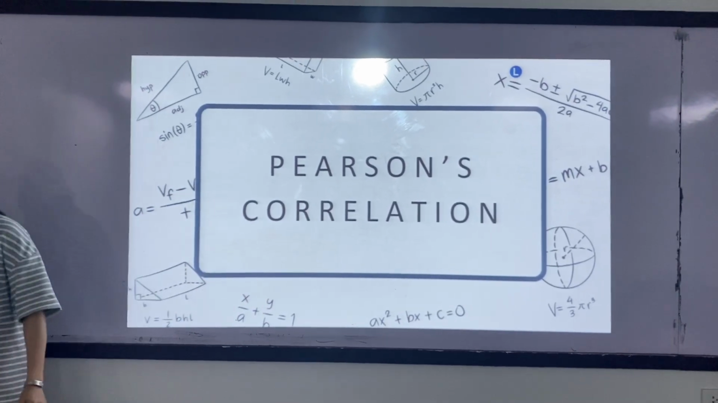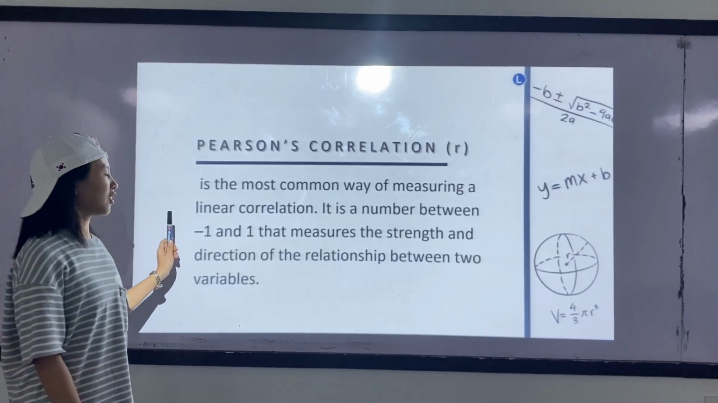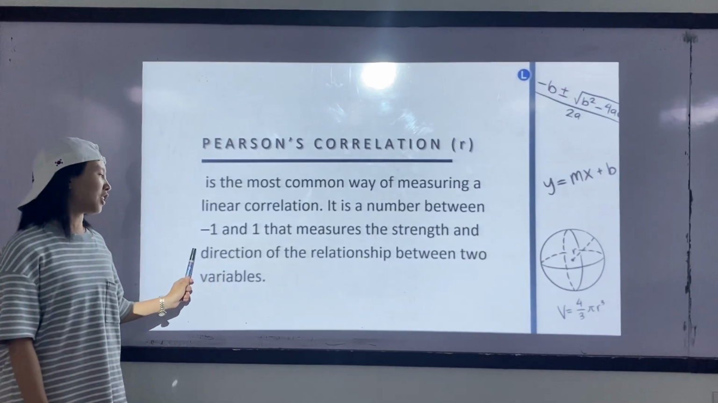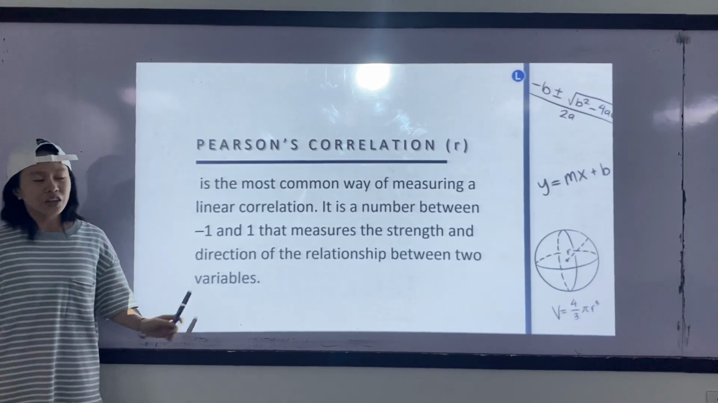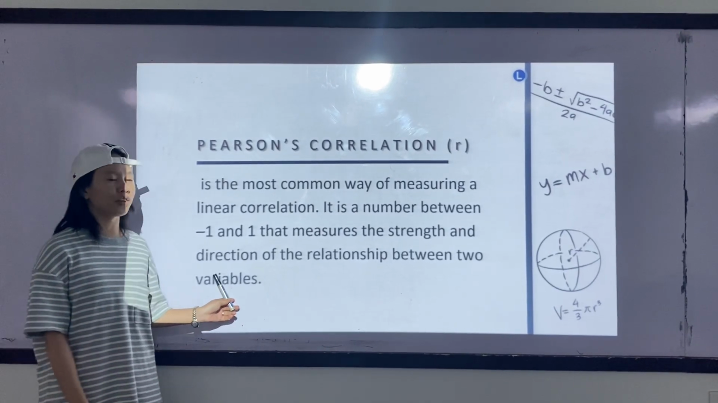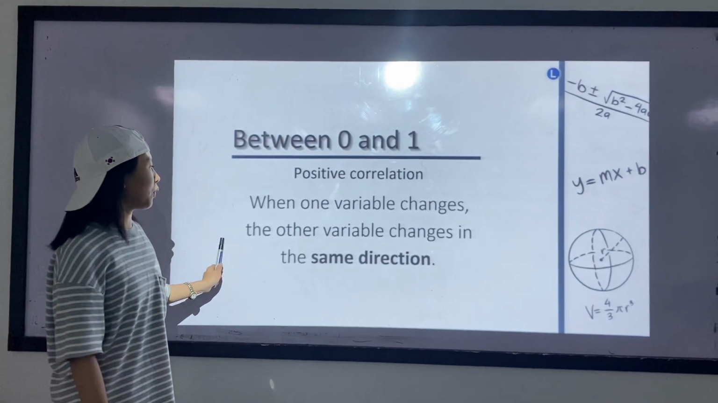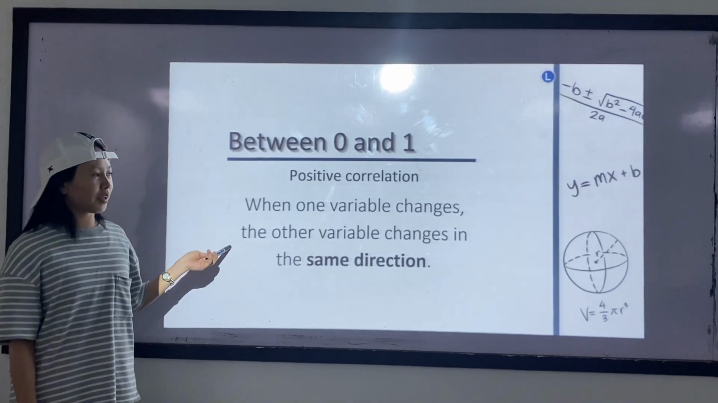The Pearson correlation is the common way of measuring a linear correlation. It is a number between negative 1 and 1 that measures the strength and the direction of the relationship between two variables. So we have different types of direction and strength. The positive correlation: when one variable changes, then another variable changes in the same direction.